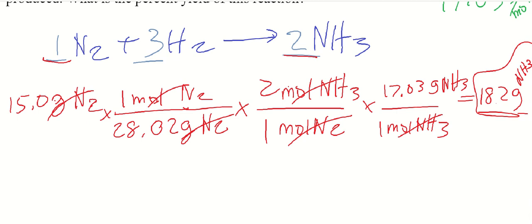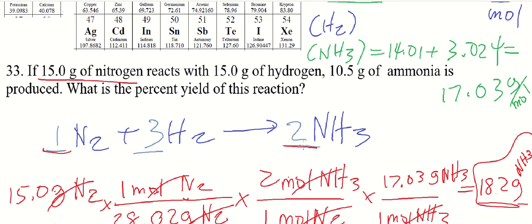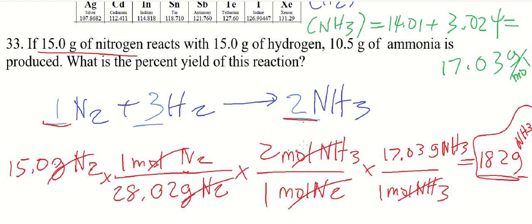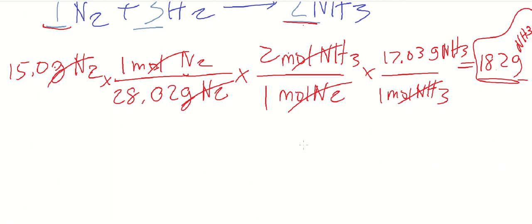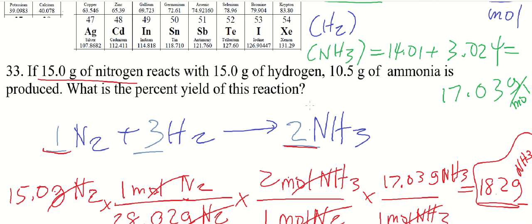Now let's see how much we can get if we start with 15 grams of hydrogen. What did I use? Blue. Go back to blue. Again, the first step in stoichiometry is to convert to moles. So we need a conversion factor to get rid of grams of hydrogen and turn that into moles of hydrogen. We did this earlier. It's 2.016. Just make sure. Yep.